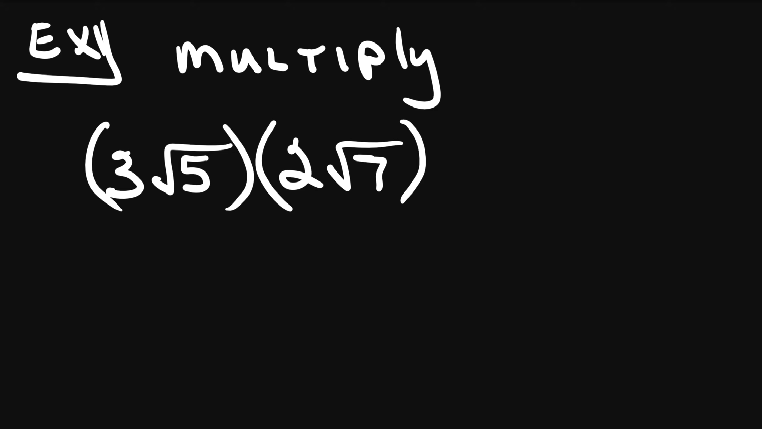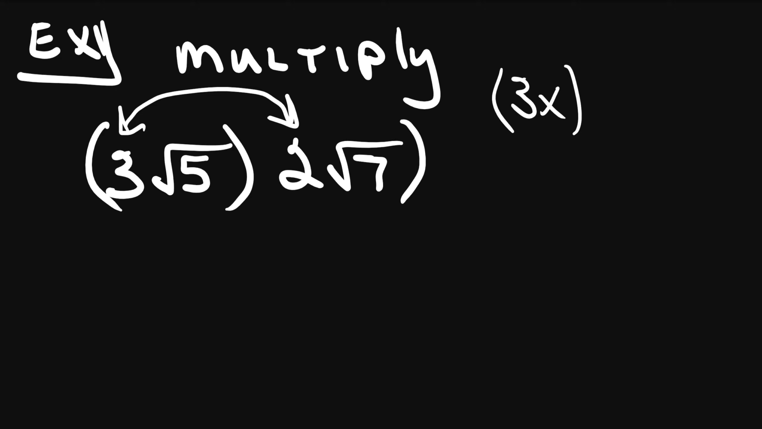So we're multiplying these two guys as indicated by the parentheses. So what I want to do is separate these. I want to multiply the 3 times the 2. That's like the coefficient, really. So it's kind of like multiplying 3x times 2x. And we do them separately.